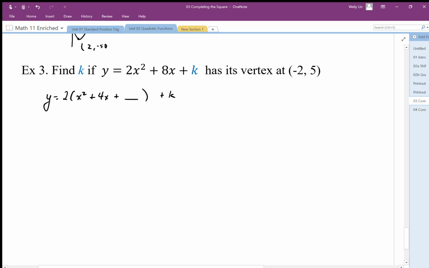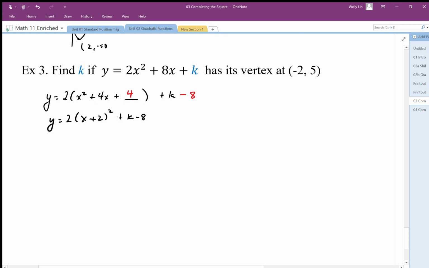Well, if I complete the square here, I'm going to end up with half of that squared is 4. I need to balance this with a minus 8. Okay, and if I write it into the completed square form, well, there it is. There's my plus 2, which becomes my minus 2 on my vertex. And I get k minus 8.